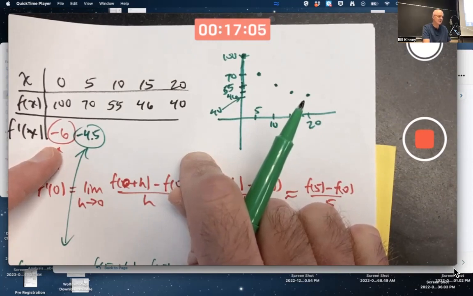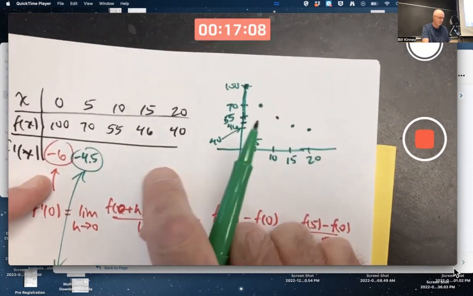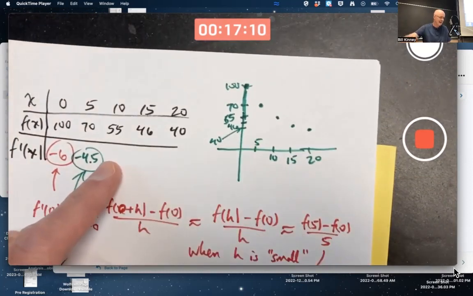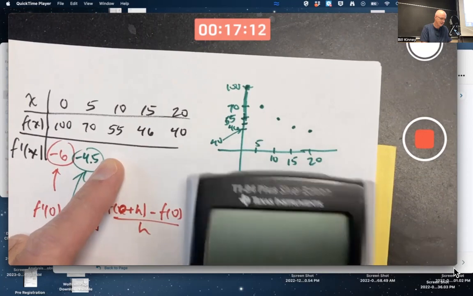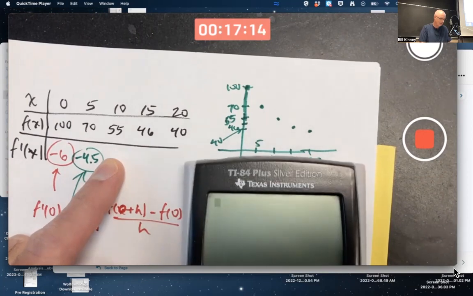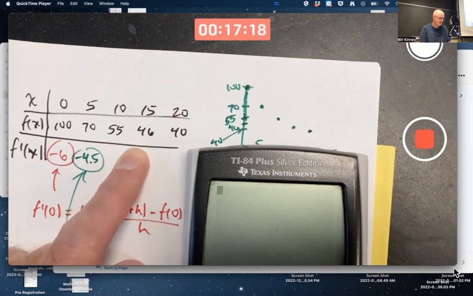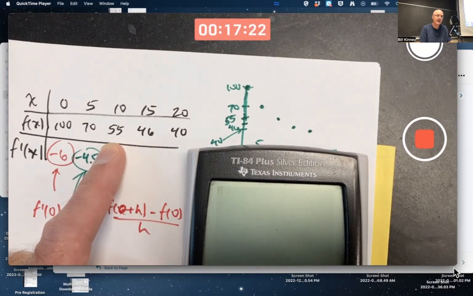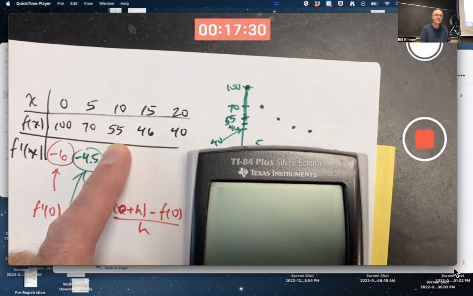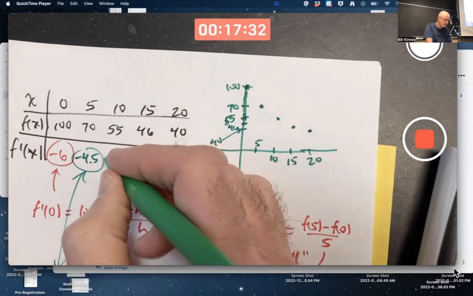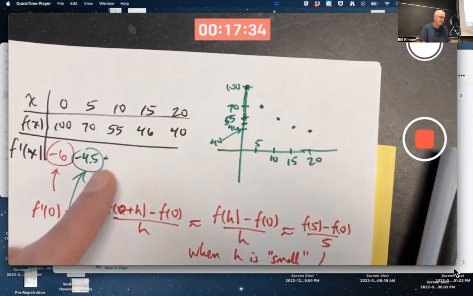Let's see if we can do the other ones in our heads here, or my head at least. At x equals 10, I'm just looking at the table now. I should estimate f prime of 10 to be maybe f of 15 minus f of 10 divided by 5. I can do that in my head. 46 minus 55 is -9. Divided by 5 is -1.8.